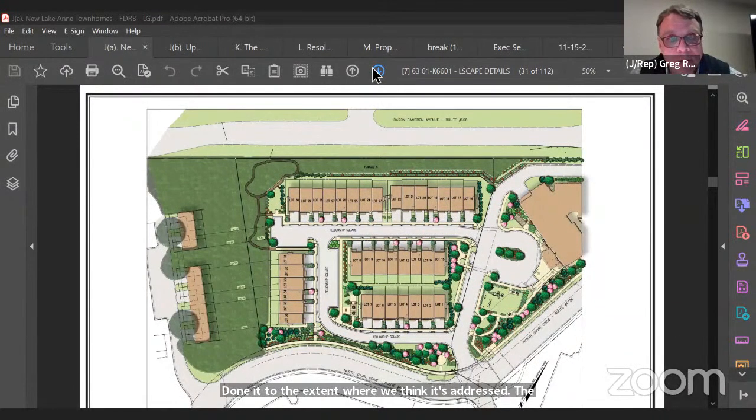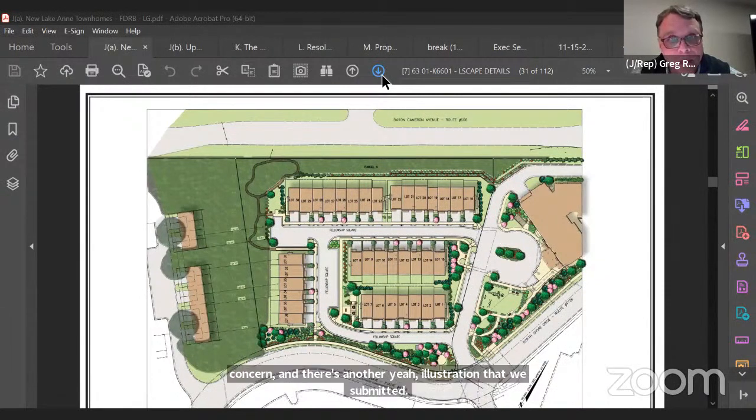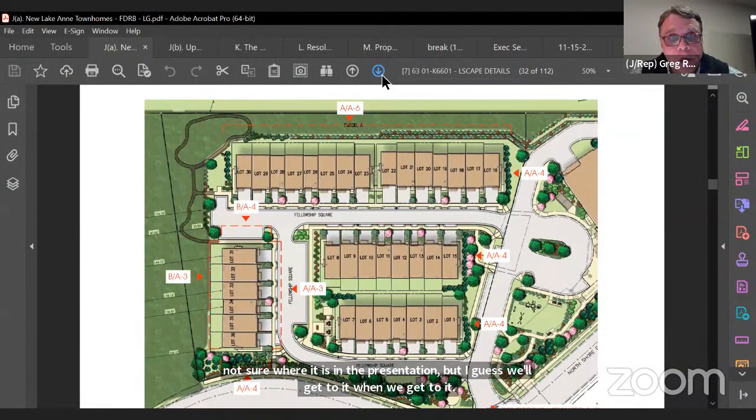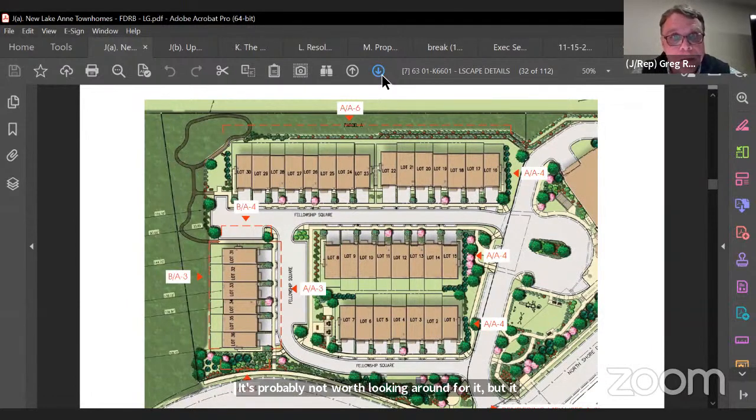And there's another illustration that we submitted. I'm not sure where it is in the presentation, but I guess we'll get to it when we get to it. It's probably not worth looking around for it, but it shows how the windows would no longer be offset between lots 22 and 23. One other thing you can see on the plan here, we've done to, I think, at least clean up and declutter the area between lots 22 and 23.